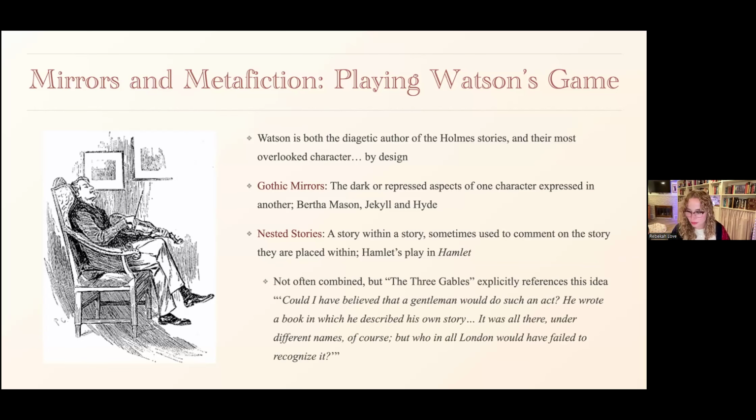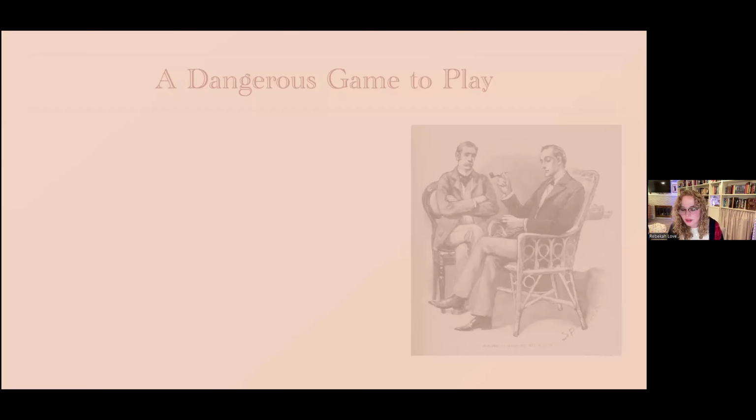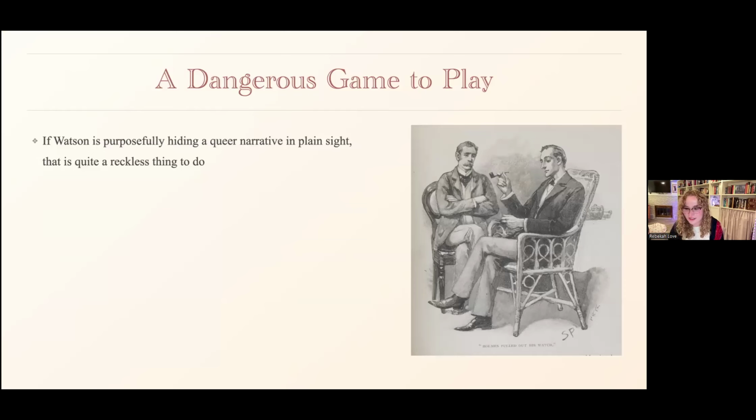Again, these two literary elements, while both common on their own, are not usually placed together in this way, though funnily enough, there is a Sherlock Holmes story that explicitly touches on this idea much, much later on in The Three Gables, where a man publicizes the events of his own life with only the names changed to expose a wrong he cannot avenge any other way. If this is what is happening throughout the Holmes canon, this is, on the face of it, quite a reckless thing for Watson to do.